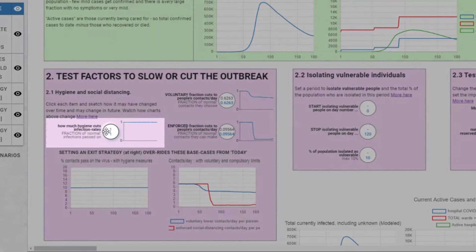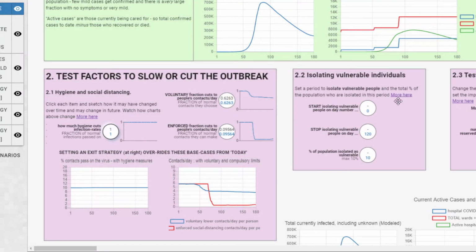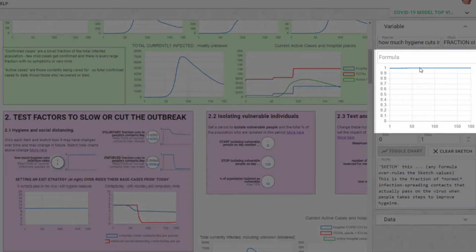The first item allows you to sketch out how much impact could be made on the spread of the disease by hygiene measures that people take because they're recommended to by the authorities. This includes some very simple things like hand washing, elbow bumping instead of handshaking and so on, but it also includes masks and gloves to reduce the probability that you will pass the virus on to other people. And you quite simply click on the item itself and sketch a time path for how you think social behaviour on hygiene issues may have changed over time.